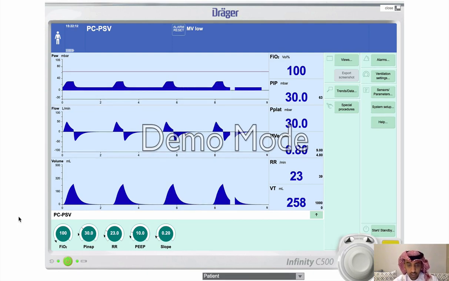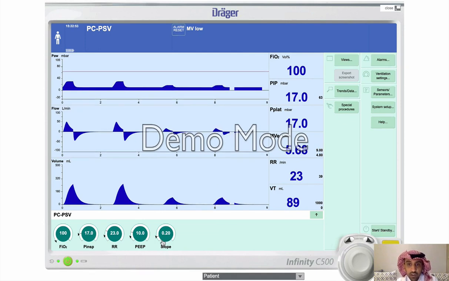So this is a pressure control assist mode, and you can see the waves again at the top, the airway pressure, the flow, the volume, and in this mode, you set the inspiratory pressure, the FiO2, the respiratory rate, the PEEP, and the inspiratory time, and you have the measurement here. Very importantly, usually we start with low, and let's say that the inspiratory pressure you're applying is 17.